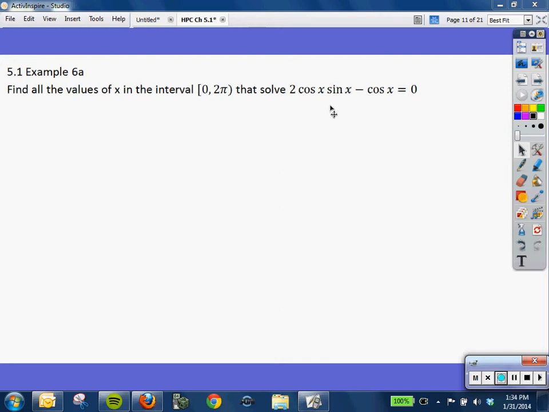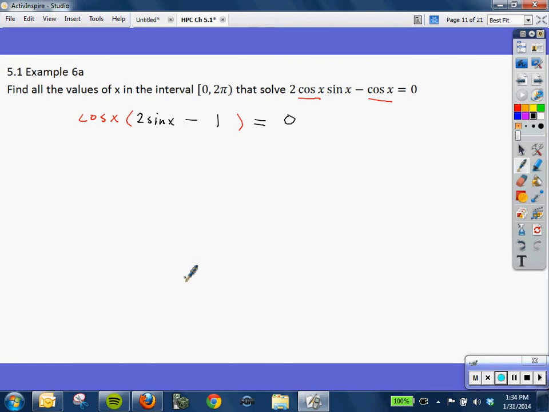And here we have a couple terms on the left here. And we want to be able to factor out something. And you guys see something we could factor out? We factor out a cosine from both of these terms. So if we factor out the cosine, we have cosine of x times 2 times sine x, and then minus a 1. We're taking the cosine out of there, so we're left with a 1. And now this is equal to 0.